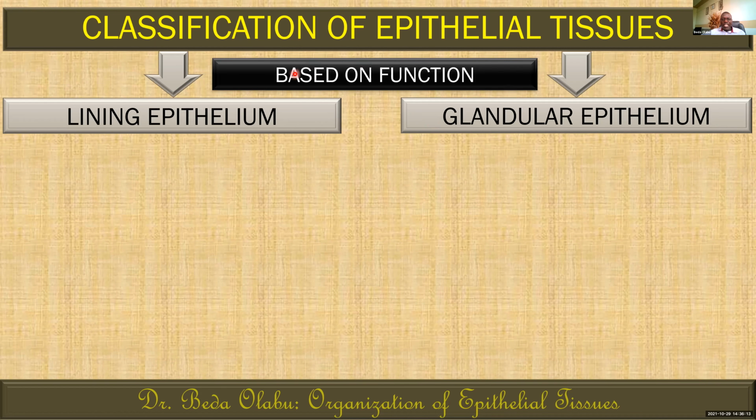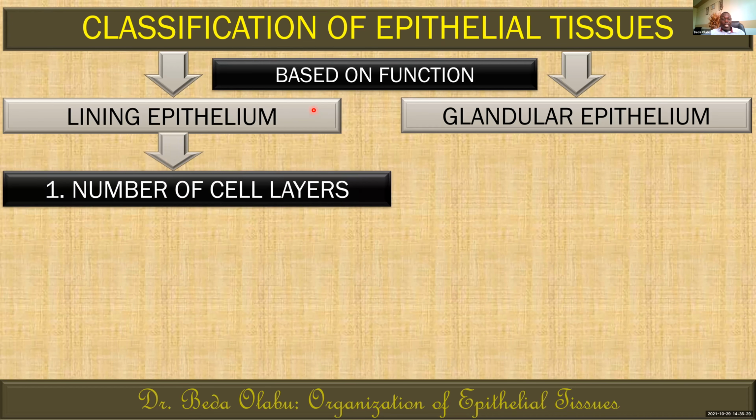The rest of the classification of epithelium is largely based on us now breaking down the lining epithelium as opposed to us breaking down the glandular epithelium. And so how do we then classify the lining epithelium? One of the parameters that we use in classifying lining epithelium is the number of cell layers that that epithelium has.